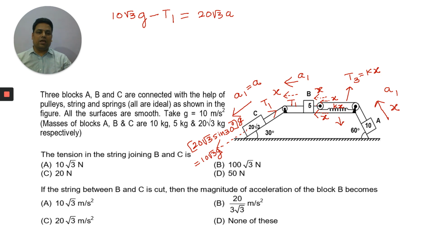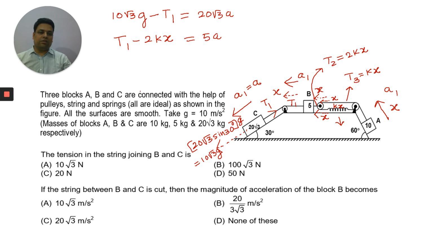As that is kx, here let's write T2. T2, we can say, is 2 times kx because the pulleys are massless. Net force on the pulley should be 0. On the right side of this pulley, there is kx plus kx acting. So on the left side 2kx should be there for net force to be 0. So for the 5 kilogram block, if I write the equation, T1 minus 2kx is mass into acceleration, that is 5a.